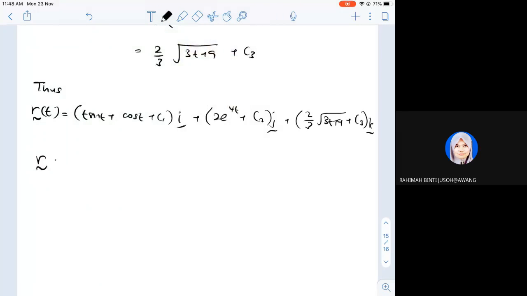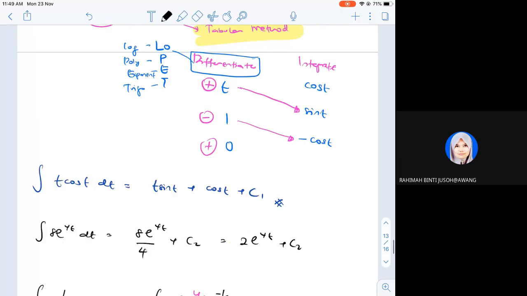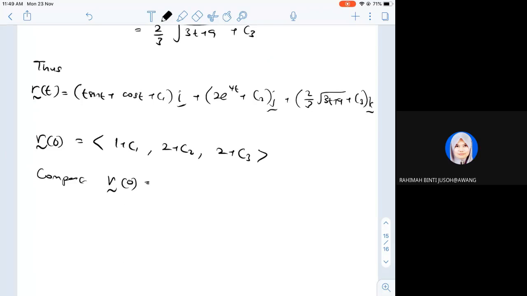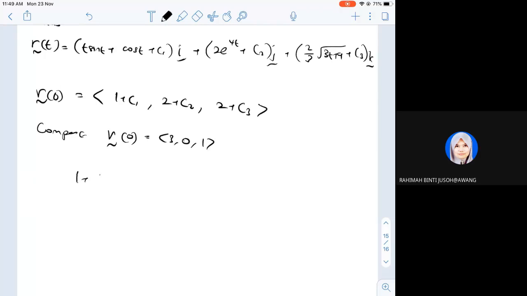Okay, so we have r(0). Substitute 0 for everything. Sin 0, what do we get? 0, 0, 1 plus C1. And then this one 2 plus C2. And then this one substitute 0, square root of 3, square root of 3, so it becomes 2 plus C3. And then you have to compare. I skipped the step, it is the same as before. So we have to compare with the given r(0). The given r(0) is 3, 0, 1. So you will get 1 plus C1 is 3.